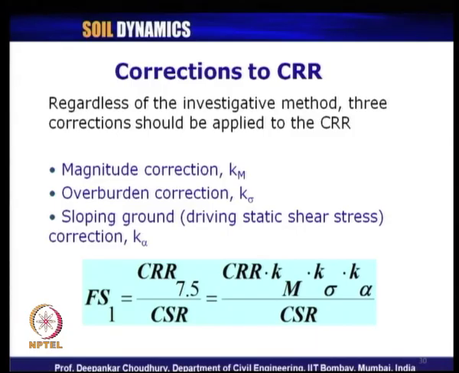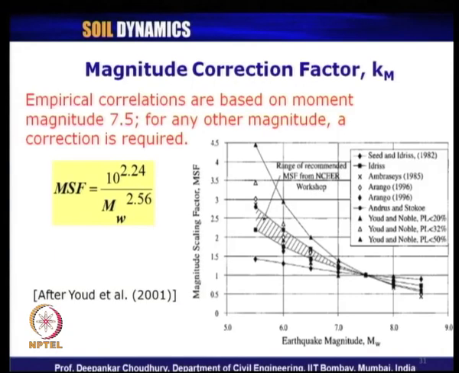Okay? Now, let us see the variation of each of these correction factors, or how to compute these different correction factors for CRR. The first one is magnitude correction factor K suffix m. This is the picture given in Youd et al 2001 after assembling various researchers' results. You can see here Seed and Idriss result of 1982, Idriss result, Ambraseys result, Arango's result, Andrus and Stokoe result, Youd and Noble's result for different PL value.